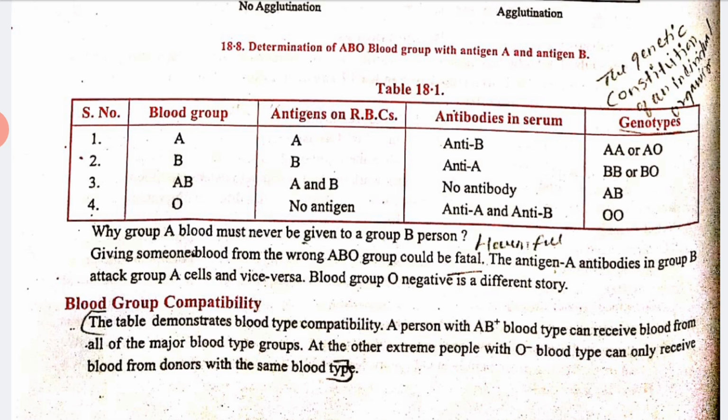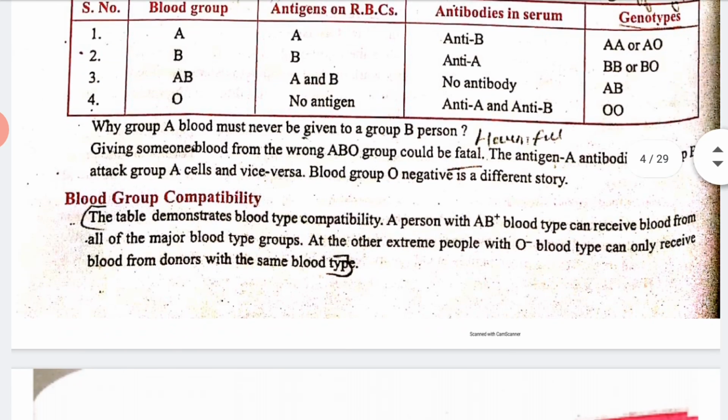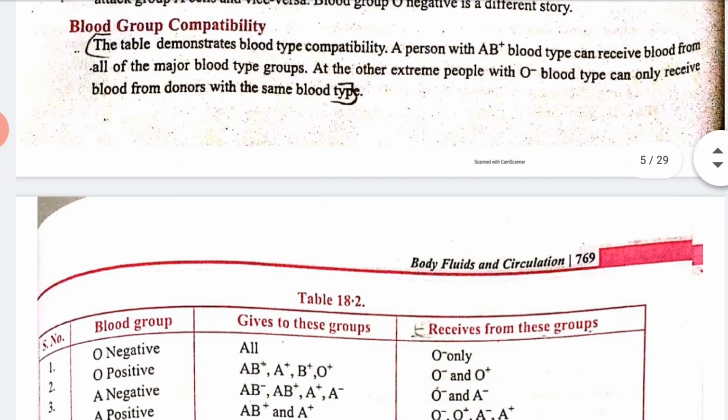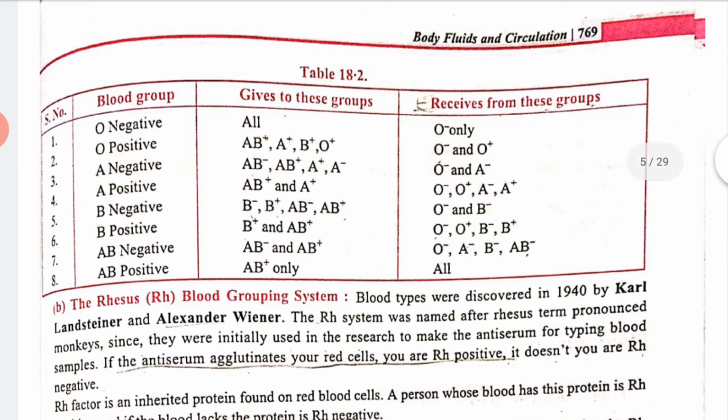Now we will see blood group compatibility, meaning how we can compare different types of blood groups. The table demonstrates blood type compatibility. See here, this is the table. A person with AB positive blood type can receive blood from all the major blood types.